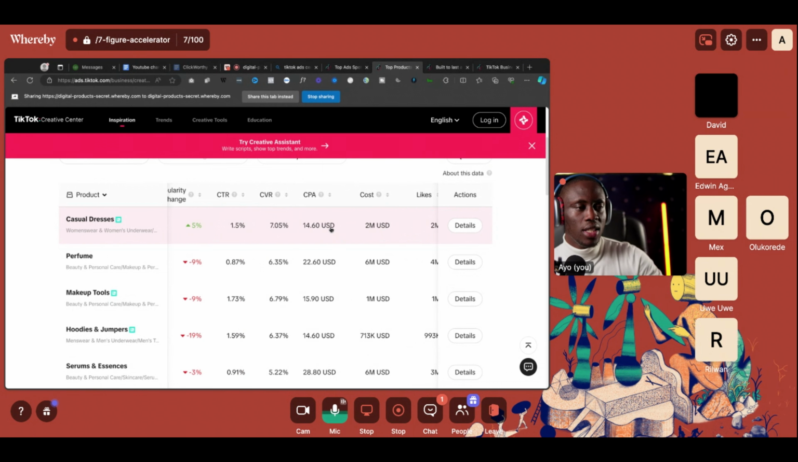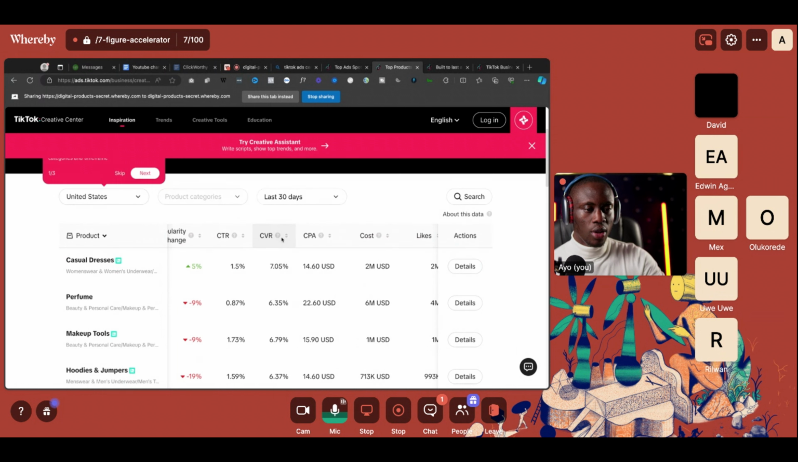The main reason this is also very, very good is because you get to see on average how much brands in your space are spending to acquire customers. So cost per acquisition, that's CPA, how much they had to spend on average to acquire a sale. CVR is conversion rate. So 7% of everybody who watches the ad ends up converting.